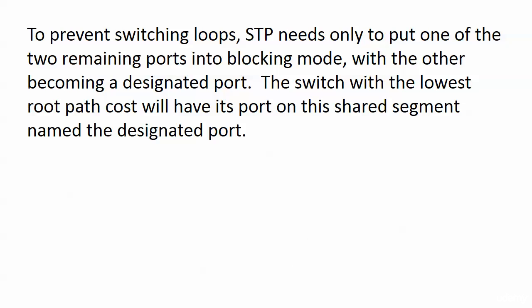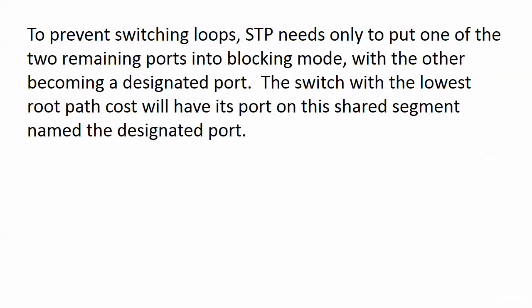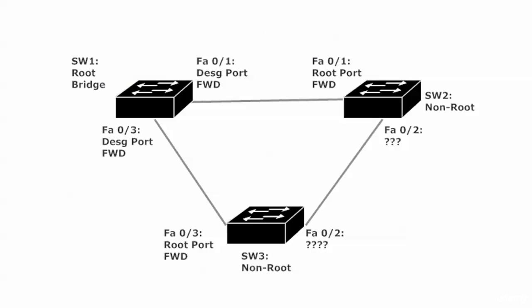So we're looking at a switch with the lowest root path cost is going to have its port on the shared segment named the designated port. Well, that's fine, except both switches have a root path cost of 19. And if we go back to the diagram, you could see where switch 3 is getting that from. The BPDU is going to be originated by switch 1. What's the RPC there? 0. Comes in on fast Ethernet 3 on switch 3, which is a port with a cost of 19, and there you have your root path cost of 19, 19 plus 0.